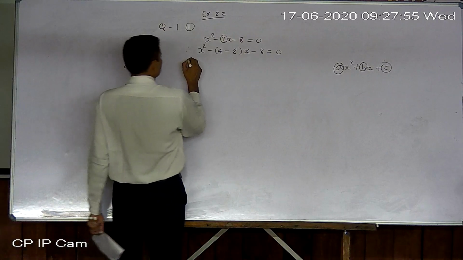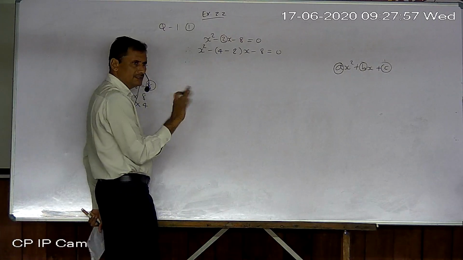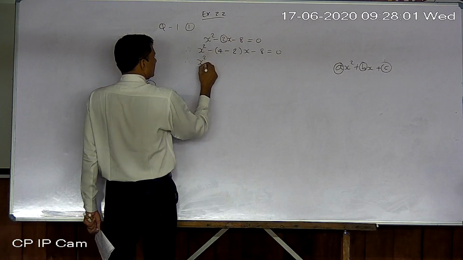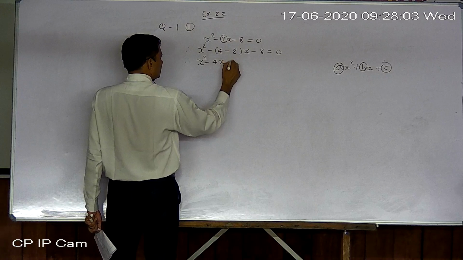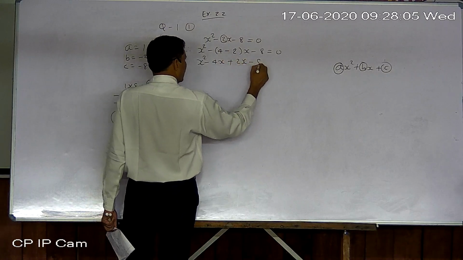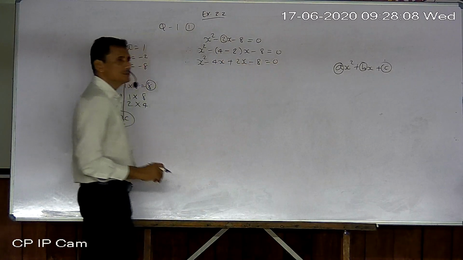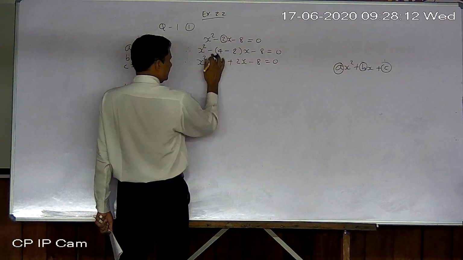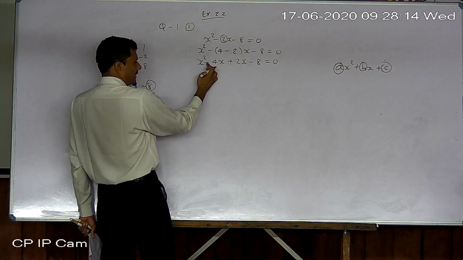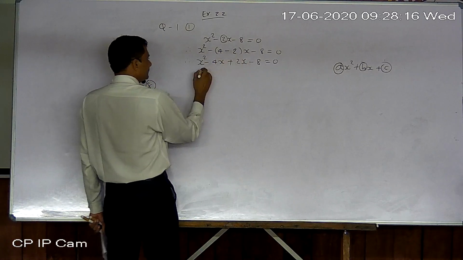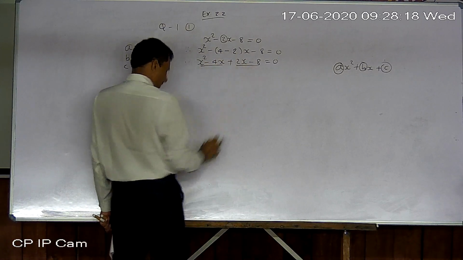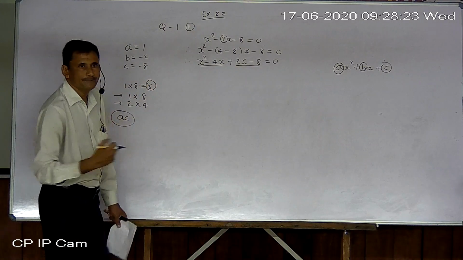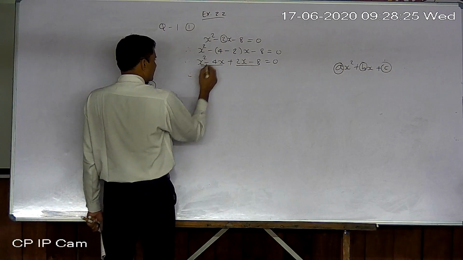Now nothing to do, just simplify. You know everything well now. Just open the bracket: minus plus minus 4x, minus minus plus 2x, minus 8 equal to 0. Now I just open this bracket. Be careful about the sign here. Now out of the first two terms and out of the last two terms, just take common. So here x is common.